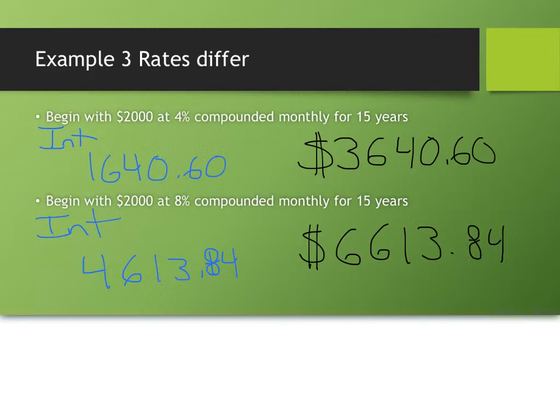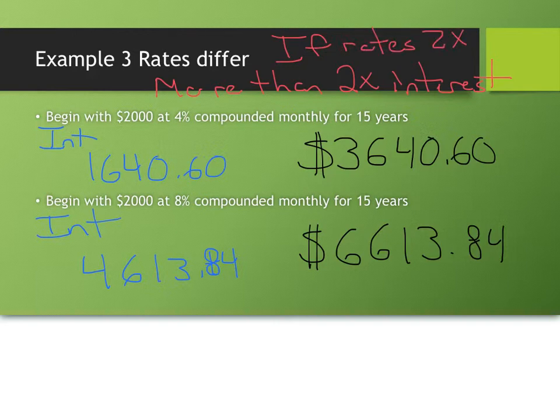Now this is a big deal because it's not just double the amount like it was when we talked about your starting rates are double. Here we get more than double the interest. And in fact, any time that the rate is going to double, we're going to get more than double the interest. Okay? So if rates double, so if rates are 2 times each other, you get more than double the interest.